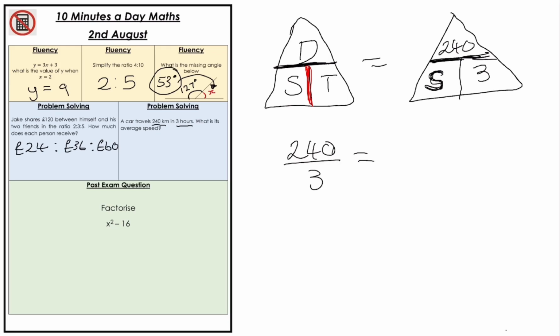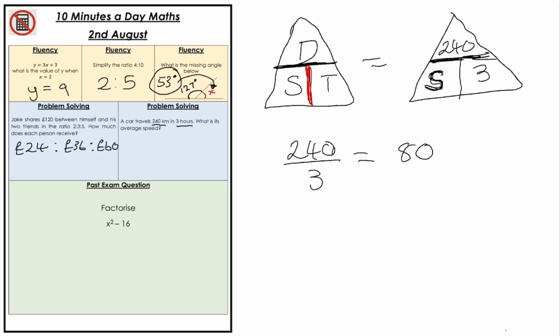Okay, now I can use my knowledge to work this out. Well, I know 3 goes into 24 8 times. And 240 is 10 times bigger than 24, which means my answer is going to be 80. That means he was going 80 kilometers per hour.